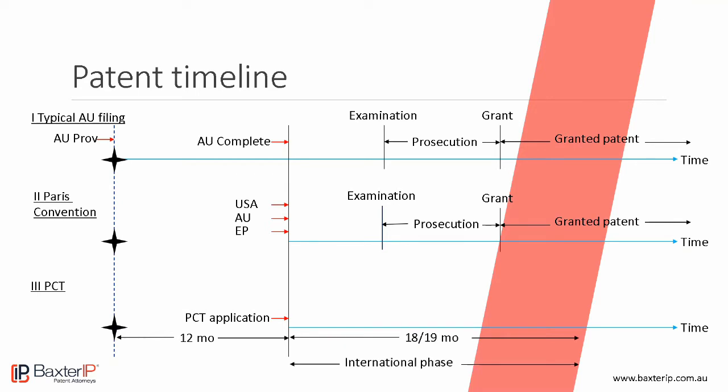When you file your PCT patent application, it will enter the international phase, which is 18 or 19 months long, depending on the country, giving you a total of 30 or 31 months from the earliest filing date.